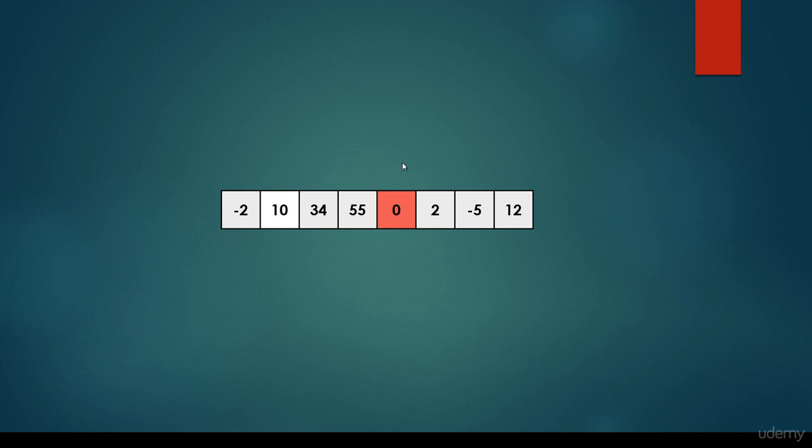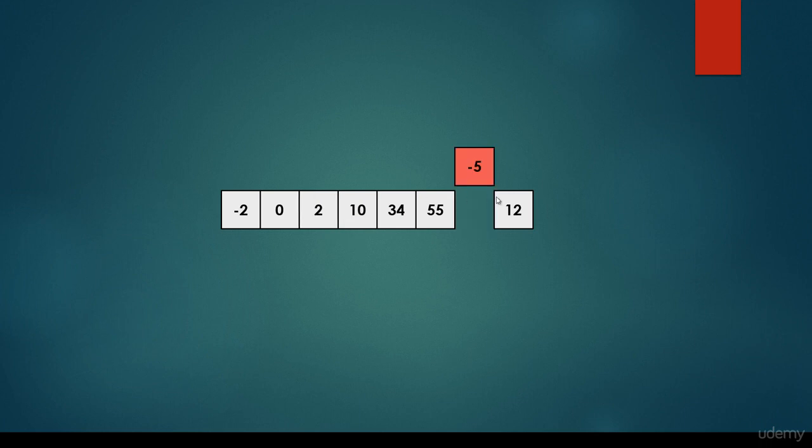Okay, what about 0? 55 is greater than 0? Yeah, we shift it. As you can see, there's going to be lots of shifts. This 55 has been shifted from the beginning. Okay, 34 is greater than 0? Yeah, we shift it. 10 is greater than 0? Yeah, we shift it. And -2 is greater than 0? No, it's going to be just fine. What about 2? 55 is greater, of course we shift it. 34 is greater than 2? Yeah, we shift it. 10 is greater than 2? Yeah, we shift it to the right. 0 is greater than 2? No, so this is where we have to insert the number 2.